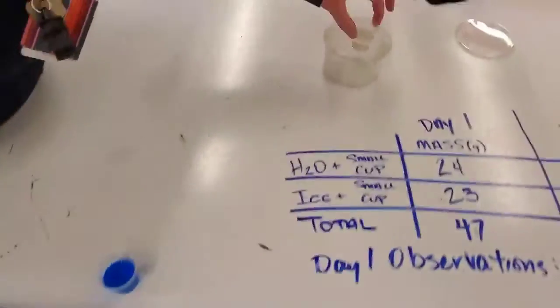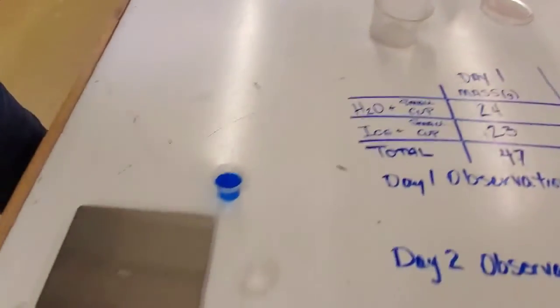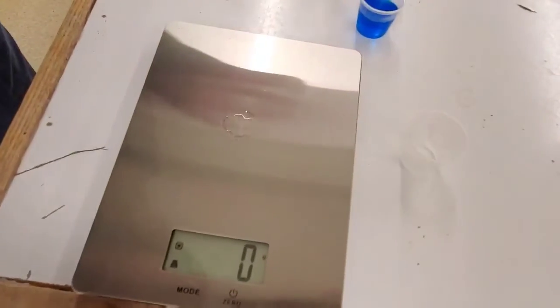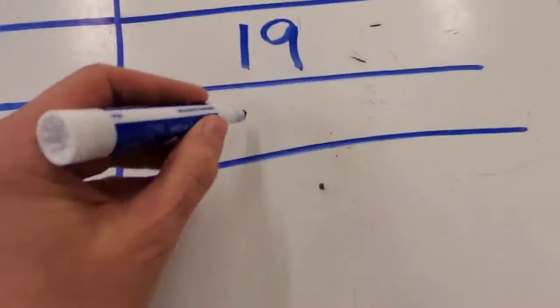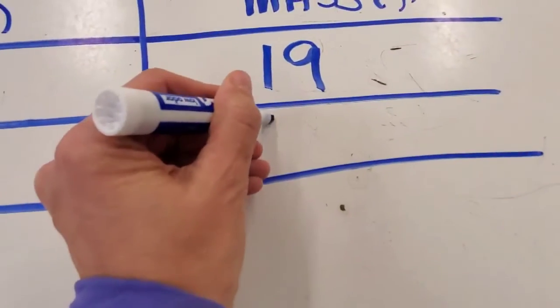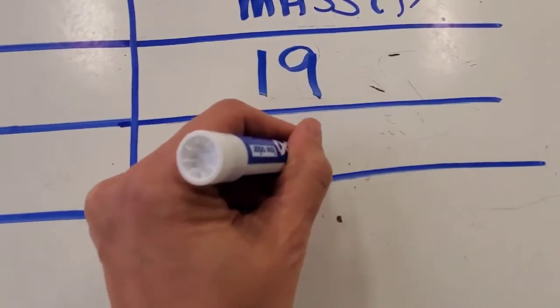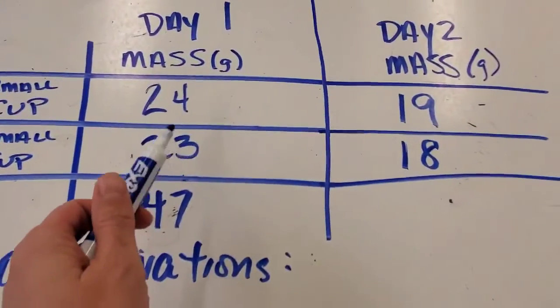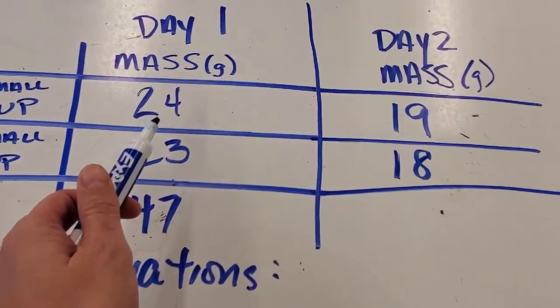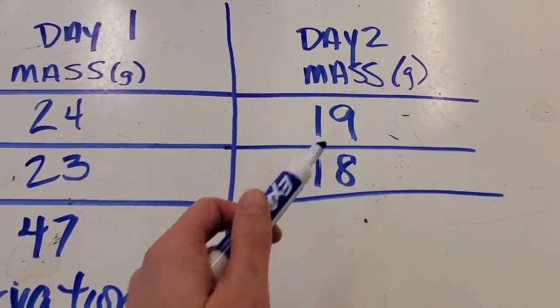19. Okay. This is the cup that had ice in it. So this used to be ice. Oh, let's zero it out. We're good. 18. Oh, so fascinating. Interesting. Here's what they were yesterday. Here's what they are today.